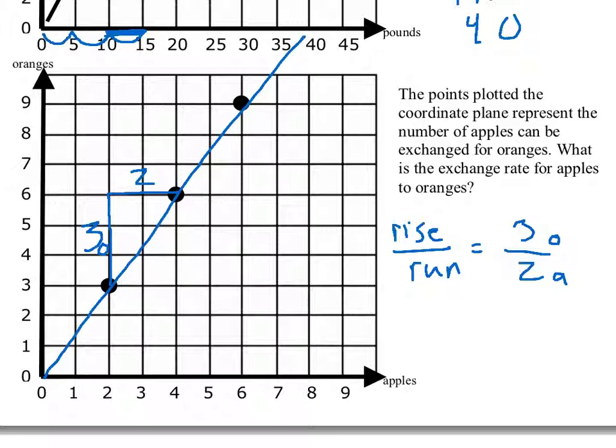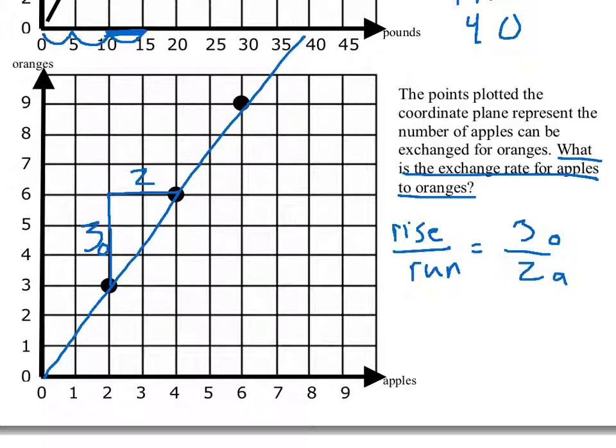Yes, Michaela. So that's an excellent question. It says, what is the exchange rate for apples to oranges? Does this seem to ask for a unit rate? Does it say how many oranges per apple? Yep. So when it doesn't say per 1 apple or per 1 pound or per whatever, singular unit, we don't need a unit rate. Okay?